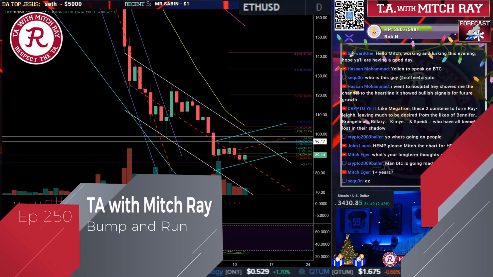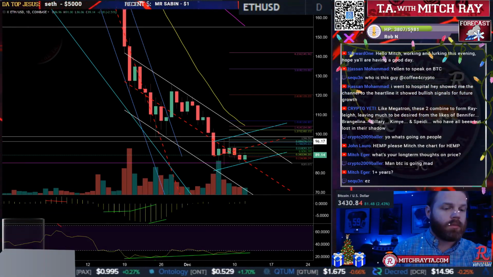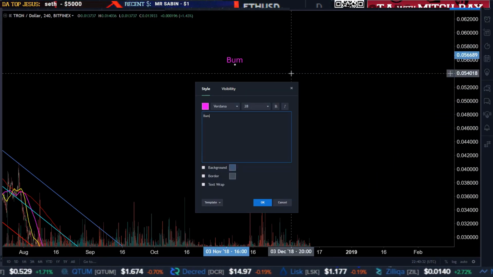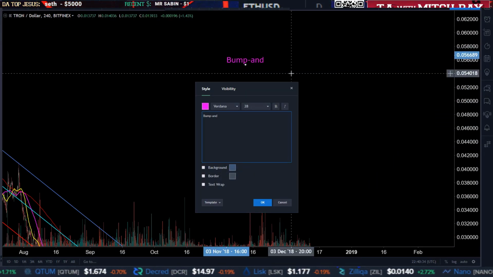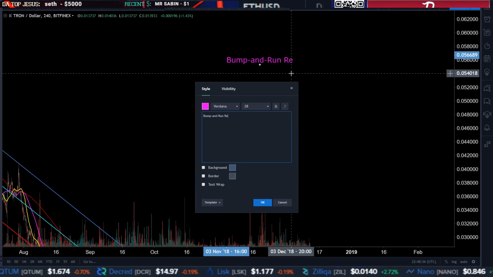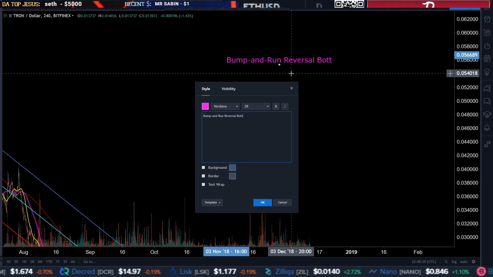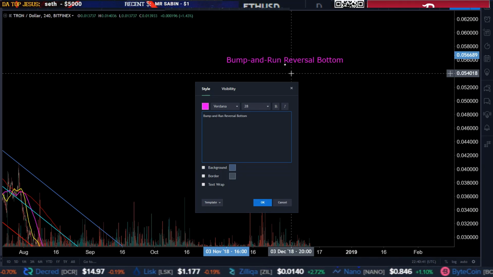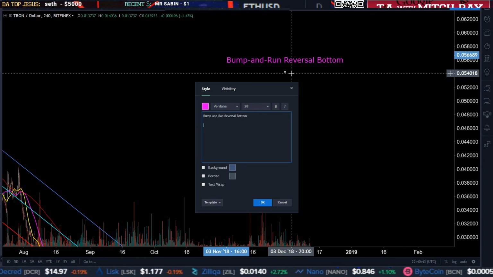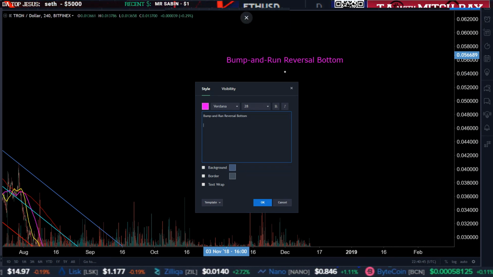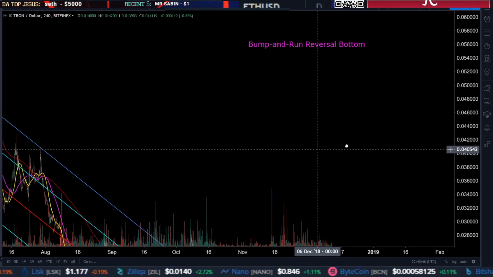We're going to talk about today is the bump and run reversal bottom. Sweet. So what is that, right? What does it look like?